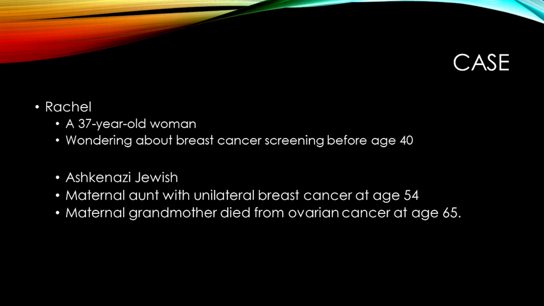Rachel is a 37-year-old new patient who comes in with a question about breast cancer screening. She has a family history of 2 second-degree relatives with cancer, a grandmother with ovarian cancer, and an aunt with breast cancer at age 54.